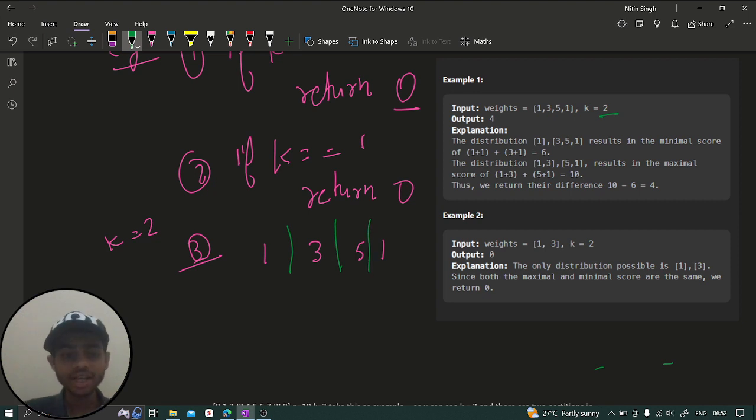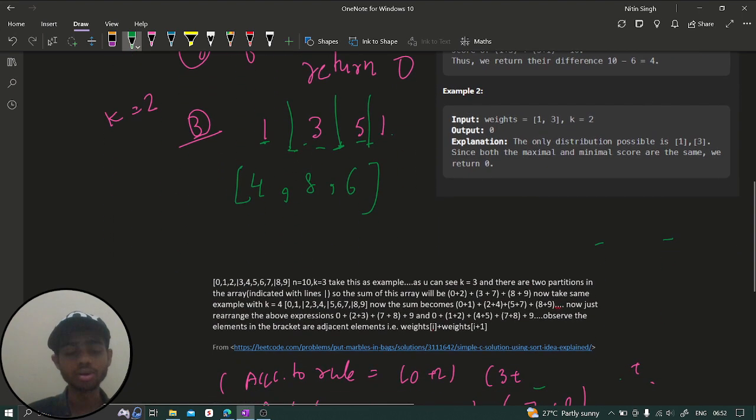Right. So if I draw a line here, what is the cost? I told you, this one and the next one. 1 plus 3 is 4. If I draw a line here, then what is the cost? 3 plus 5, 8. If I draw a line here, then 5 plus 1 is 6. Simple. Right. So this is the cost which we got.